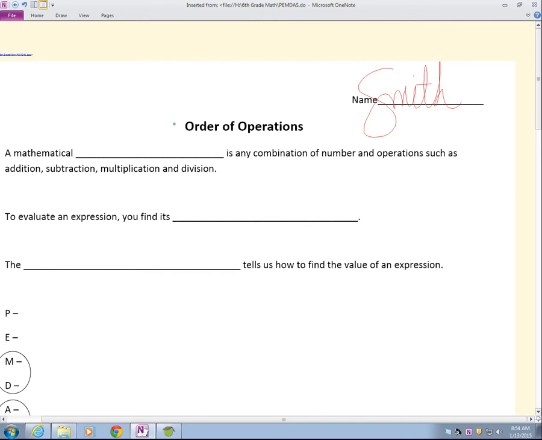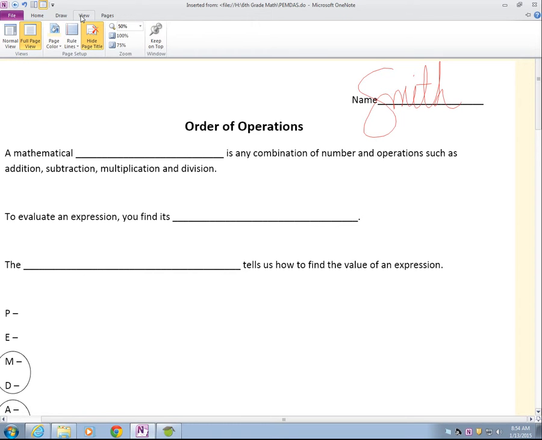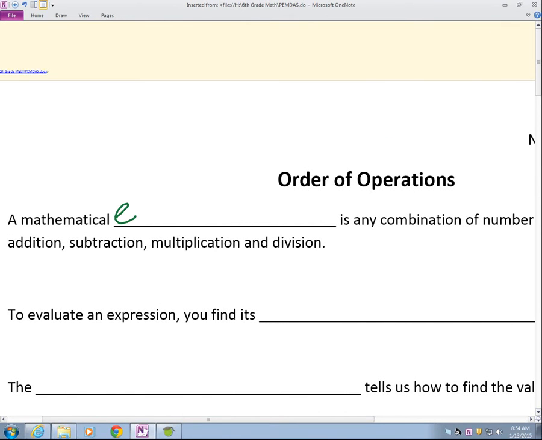The mathematical expression is any combination of a number and operations such as addition, subtraction, multiplication, and division. A mathematical expression, not like a physical or a facial expression necessarily, but that expresses what's going on. So you should all have written expression right now on that blank. Expression.